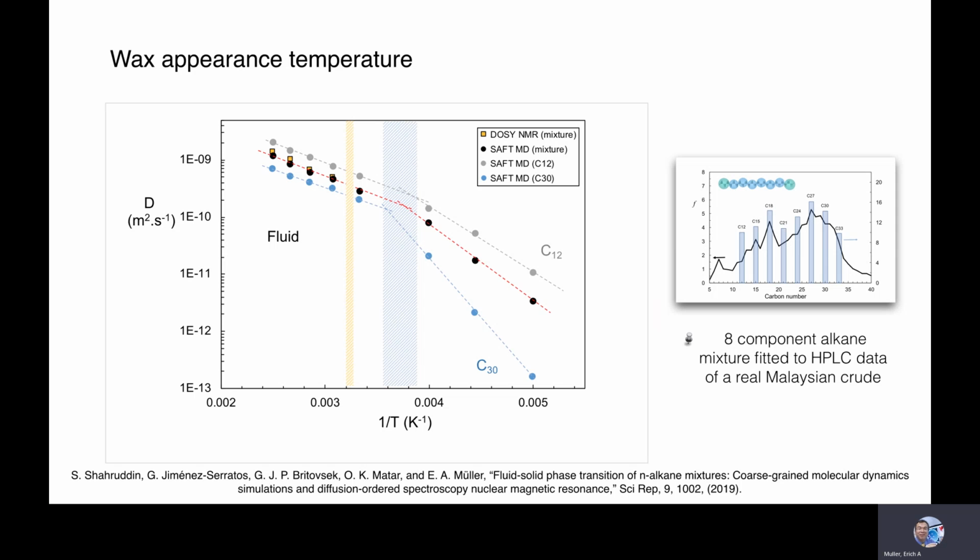So this is the output of a simulation of an 8-component alkane mixture fitted to a real Malaysian crude. The interest here was to look at the wax appearance temperature, which is basically related to that point in the self-diffusion curve where there is a change in the slope. So we saw this change in slope, the experimental mixture in red, matching very nicely to the NMR data for the fluid region and predicting a wax appearance temperature quite close to the experimental data.